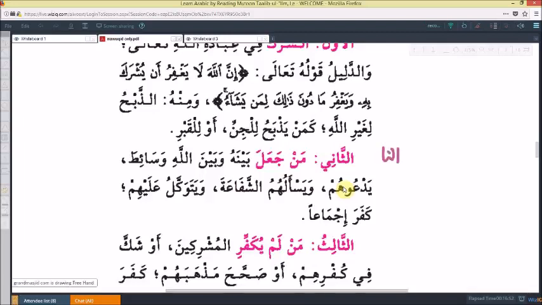الناقد الثاني. The second nullifier. من جعل بينه وبين الله وسائط يدعوهم ويسألهم الشفاعة ويتوكل عليهم كفر إجماعا. Okay, من جعل, whoever makes. جعل يجعل, to make. من جعل, whoever makes. بينه وبين الله. بين is between. Between him and Allah.